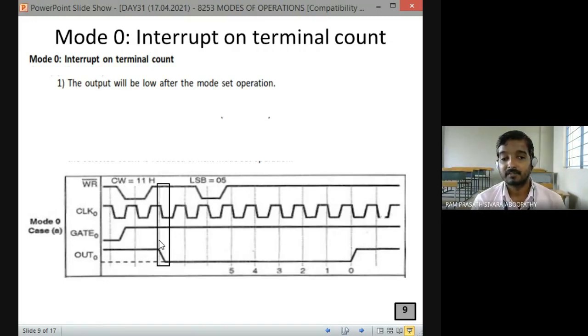When I am configuring the mode of operation as mode 0, என்னோட out pin கண்டிப்பா என்ன ஆயிடும், low லெவலுக்கு போயிடும். Is it clear to everyone? Yes or no? See, out pin இங்க high ல இருக்கிறதா சொல்லி இருக்கிறோம். After I have configured the mode of operation, it is coming low. Correct? Okay, next. Count control word நான் configure பண்ணதுக்கு அப்புறம் நான் என்ன பண்ணணும்?